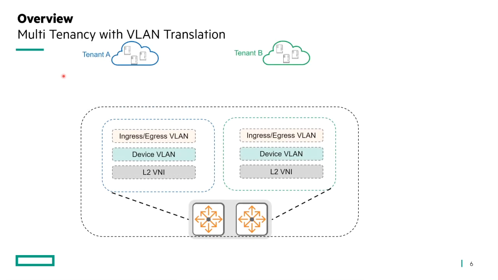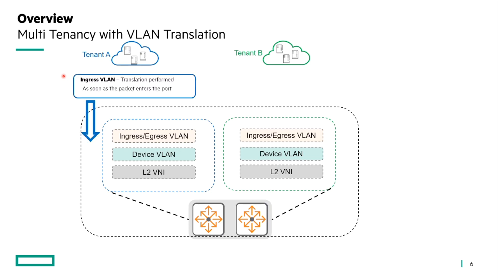The implementation adheres to the following very simple principles. On the ingress path, the VLAN translation is performed as soon as the packet enters a port. This is before layer 2, layer 3 ACL policy configurations, etc. are enforced on the packet. Post VLAN translation, all the switch functionalities operate on the translated VLAN, which is now known as the device VLAN.